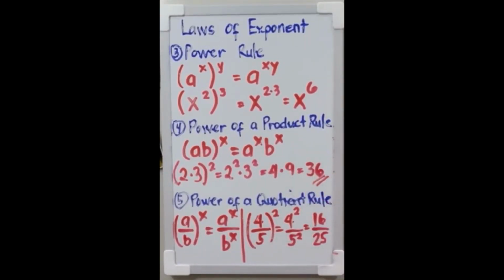Number 5 rule is the power of a quotient rule. So we have here a over b, the quantity raised to x, equals a raised to x over b raised to x. If we study this example, we have 4 over 5, the quantity raised to 2 equals 4 raised to 2 all over 5 raised to 2. And that will give us 4 squared, that is 4 times 4, it's 16, and then 5 squared or 5 times 5, that's equal to 25. So we have 16 all over 25.